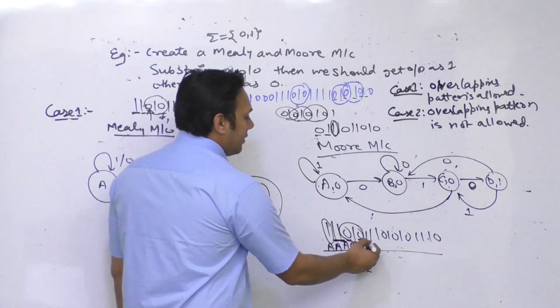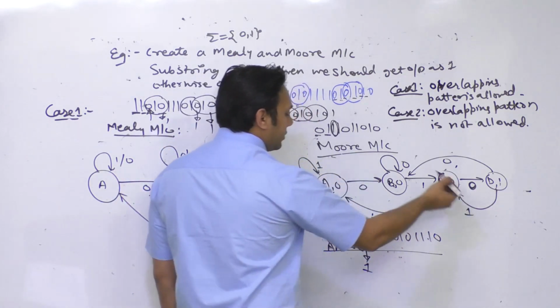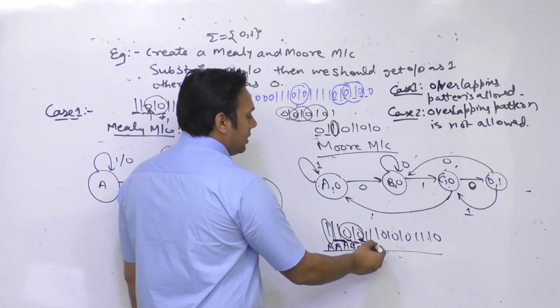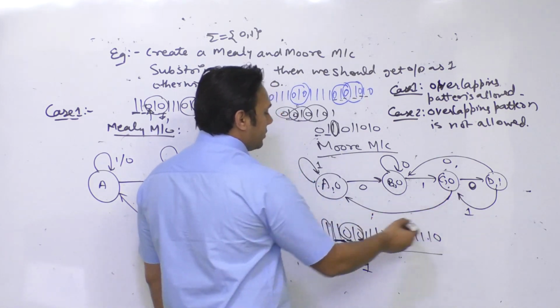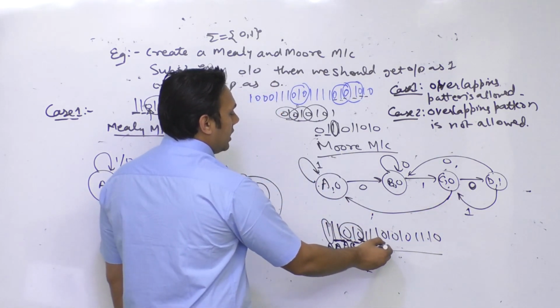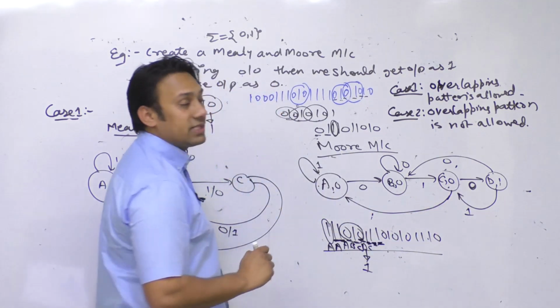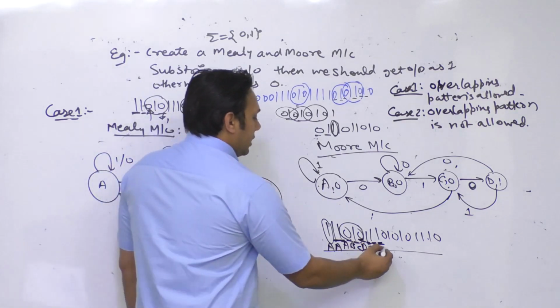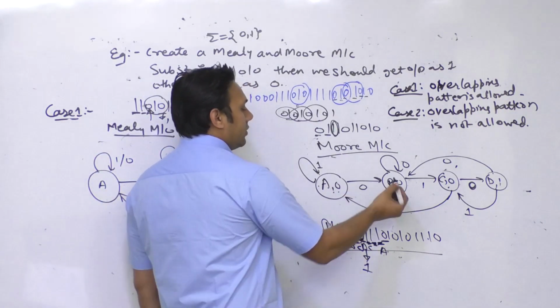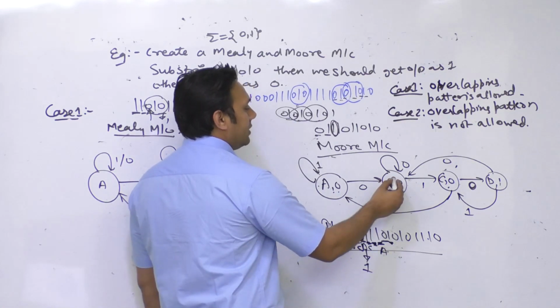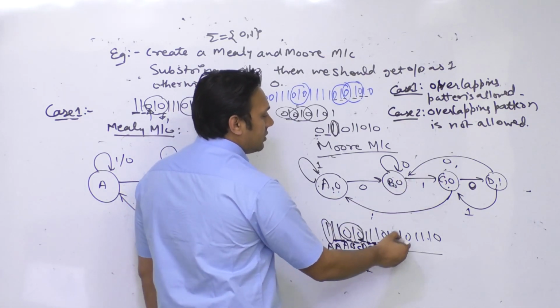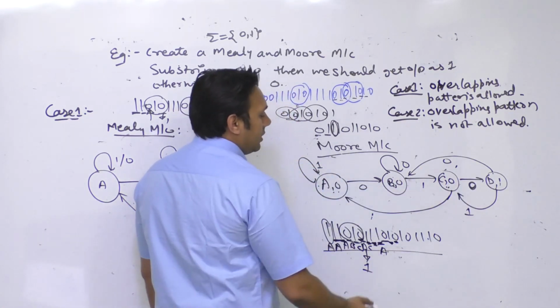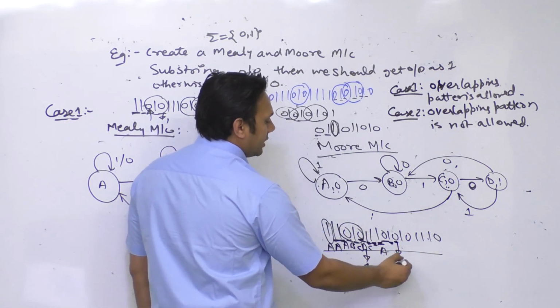Now we have 1, so from state D we are going to state C, output is 0. Again 1 from state C we are going to state A, output is 0. Again 1 from state A we are going to state A itself. Now we got a 0 from state A, we go to state B. We got a 1 from state B, we go to state C. We got a 0 from state C, we go to state D. Now again we produce output as 1 here.